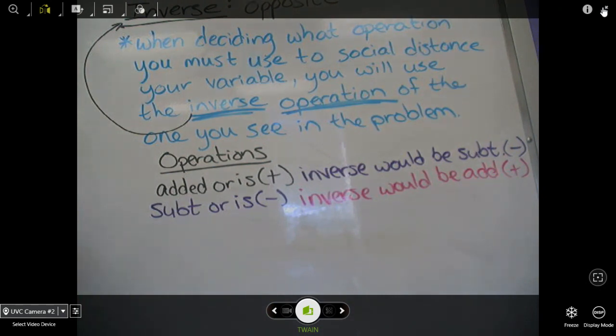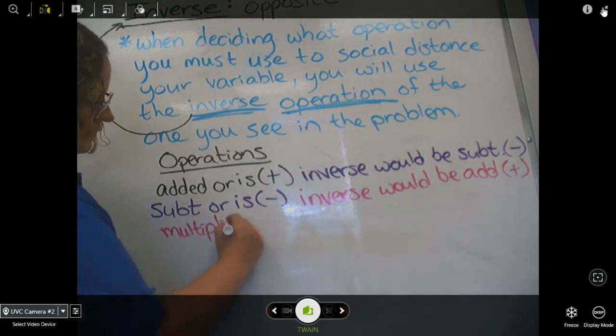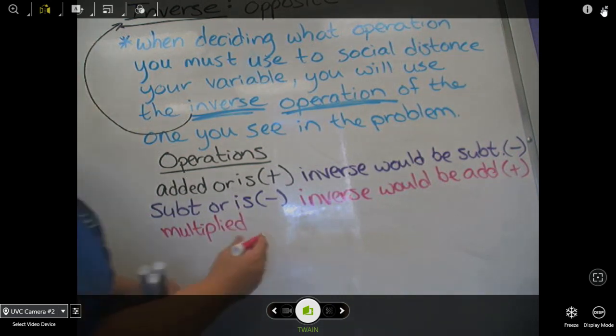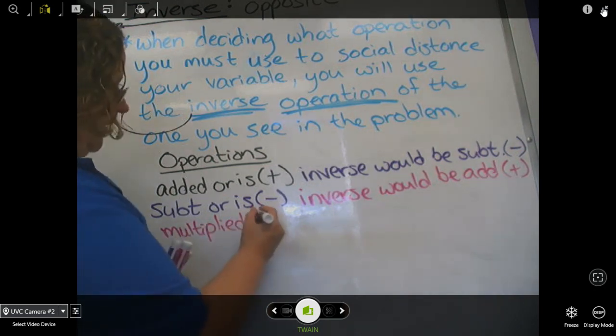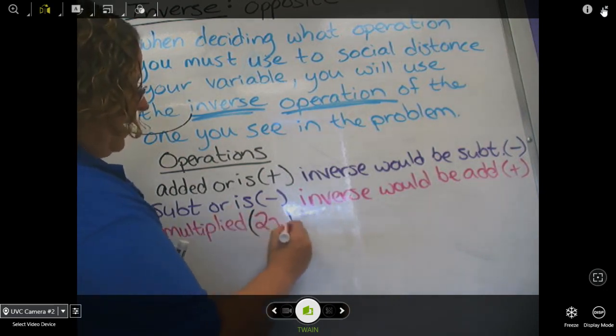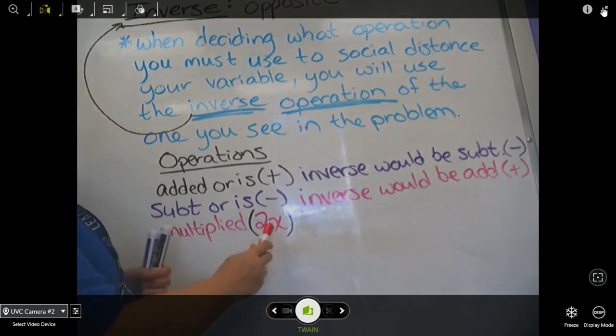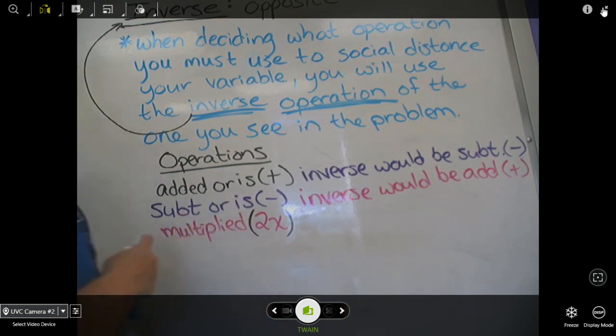Okay? What if something is being multiplied? Now, here's where you got to be careful. Something's going to be multiplied. They're not going to have a multiplication symbol between it. Okay? It's going to be sitting right on it. So it may look something like this, and I'm going to put it in parentheses. Like 2x. Okay? Anytime it's sitting right on it, this is multiplication. The inverse would be division.